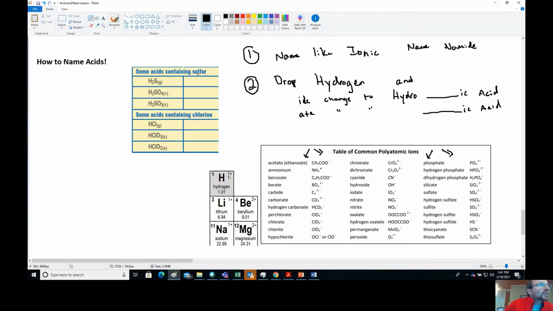So again, if it's one with sulfur, it's going to be sulfuric. If it's one with chlorine, it's going to be chloric acid. Okay, and we're still going through, we're going to do some examples. So these are just the rules right now, but I wanted to give you kind of a preview. If it ends in ite, change to ous. O-U-S, ous. That's an O, trust me, acid. So sulfurous or chlorous acid.